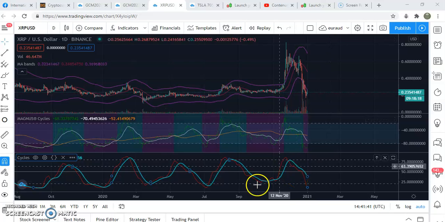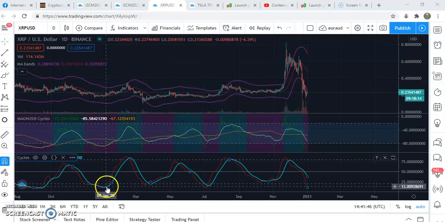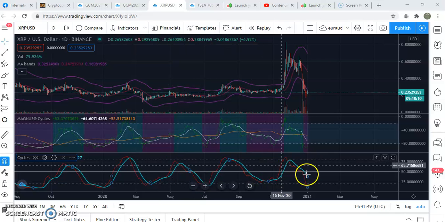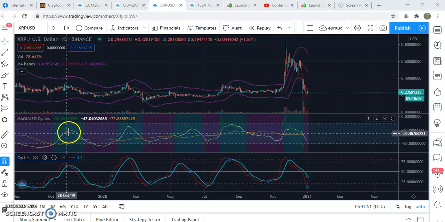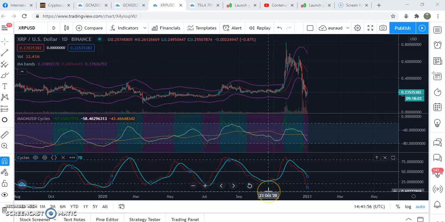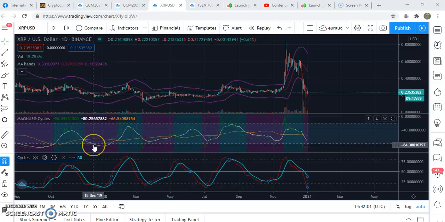And the reason is because here we see perfect symmetrical cycles. Of course, I cannot share with you for free what kind of parameters I use in order to set up the cycle. Both the Magnum cycles and this kind of cycle is something that I will be sharing with my Patreon. So what we see here is actually 3 months.